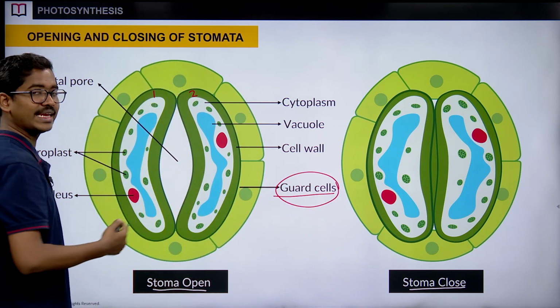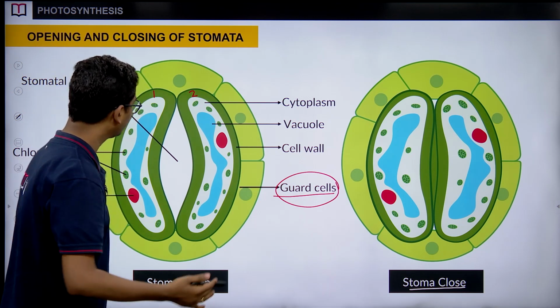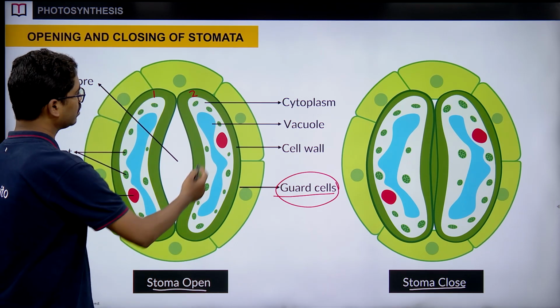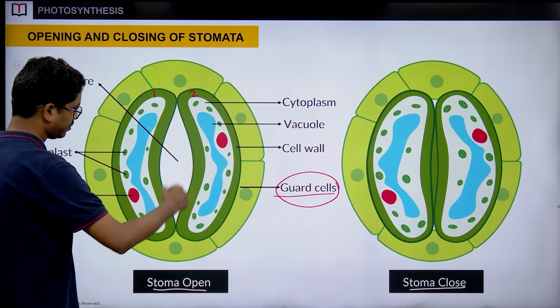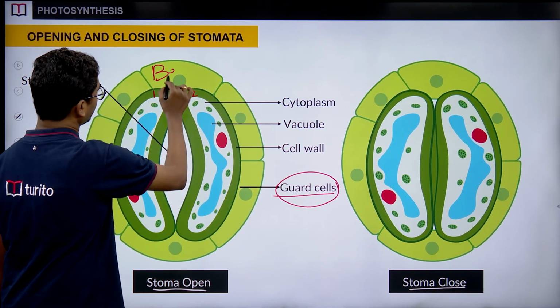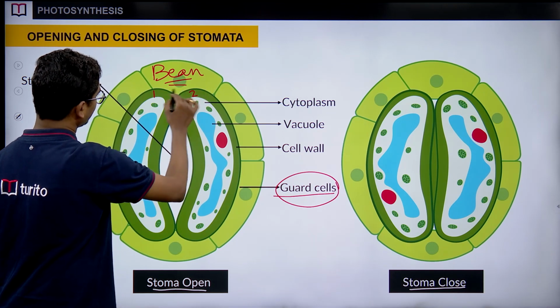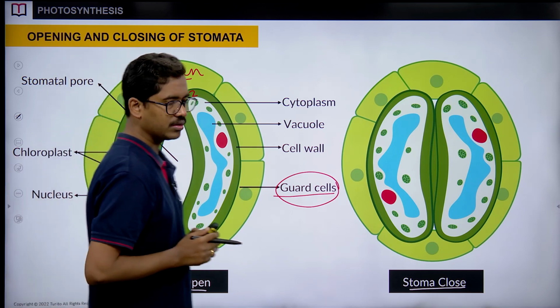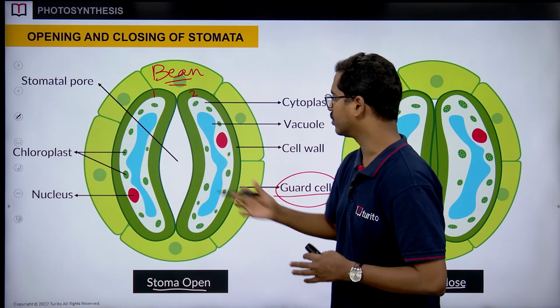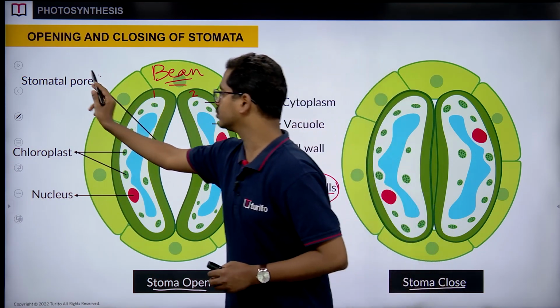Of course, just like any other plant cell, each will have cytoplasm, vacuole, cell wall and all those things. But look at the shape, it is a bean shape, as if two beans are arranged. If you observe carefully, as if two beans are arranged. So, this opening is the stomatal pore.